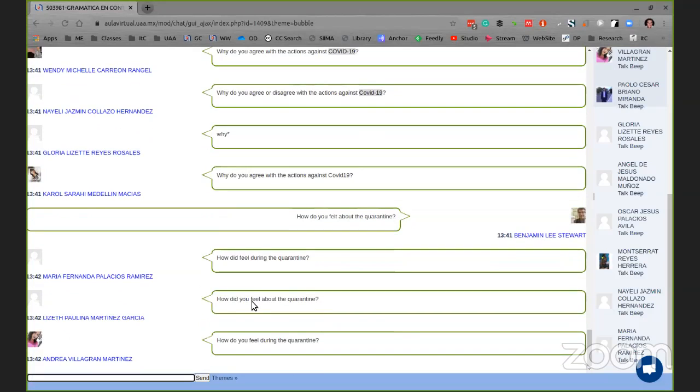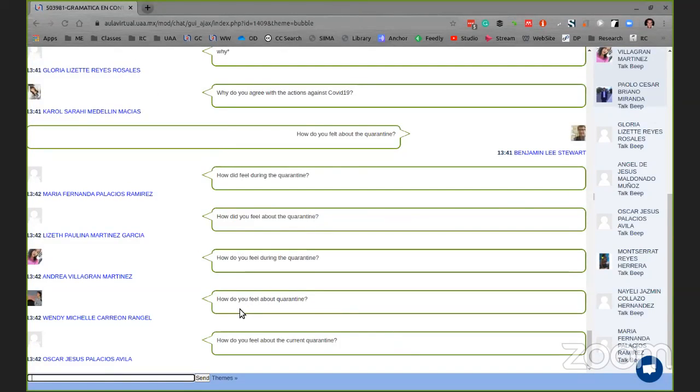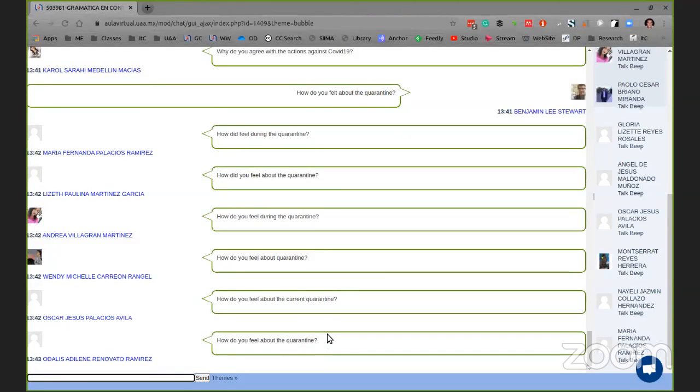Okay, I'm looking at Paulina's. How did you feel about the quarantine? Good. How do you feel during the quarantine? That's also acceptable. Now, how do you feel during the, okay, so present tense, right? That's fine. So we have an example of present tense and past tense. How do you feel about, that's fine, Wendy, just I would add the article, right? So how do you feel about the quarantine? How do you feel about the current quarantine? Okay, that's good too, Oscar. How do you feel about the quarantine? Good, Odalis, very good. Okay, that wasn't too bad.